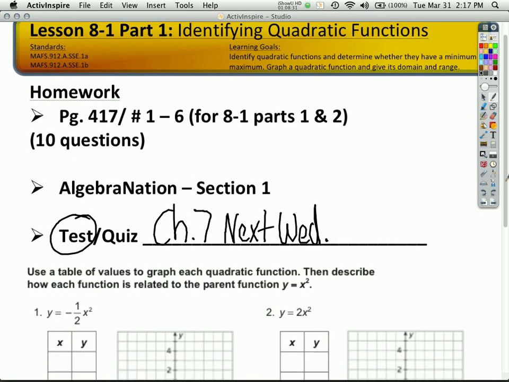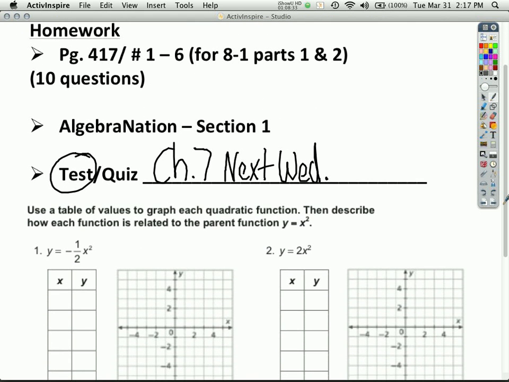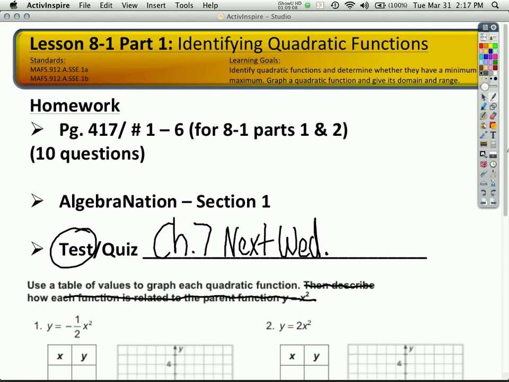Now, here is the top of the page for your homework. The first two questions, the instructions say, use a table of values to graph each quadratic function. Then describe how each function is related to the parent function. You're not going to do that right now. So don't worry about that second part. You're just doing the table and the graph. Okay? So that part of the homework you can do tonight. A lot of the other homework you won't be able to do until after tomorrow. Okay? Any questions about any of this?